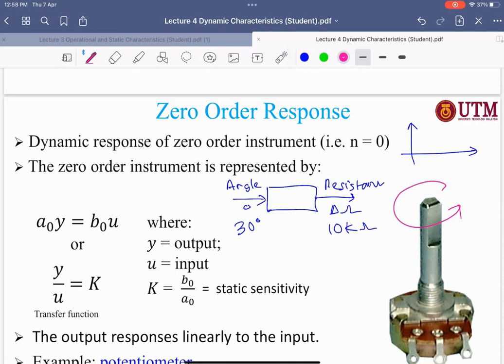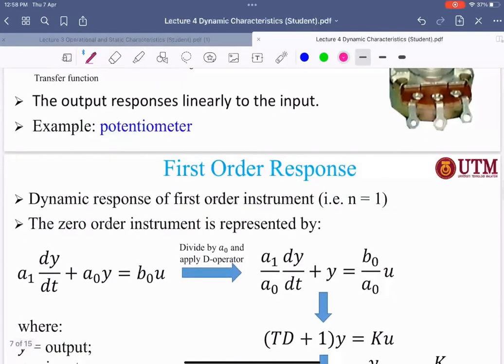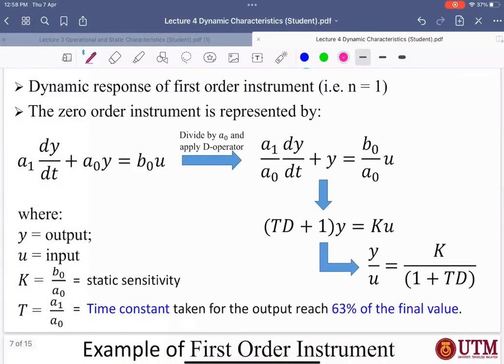The potentiometer response itself is static. For example, this is ohm over time for the output. It will be maintained at 10 kilo ohm over time; it doesn't change, and the response time is also quite fast. That is zero order.